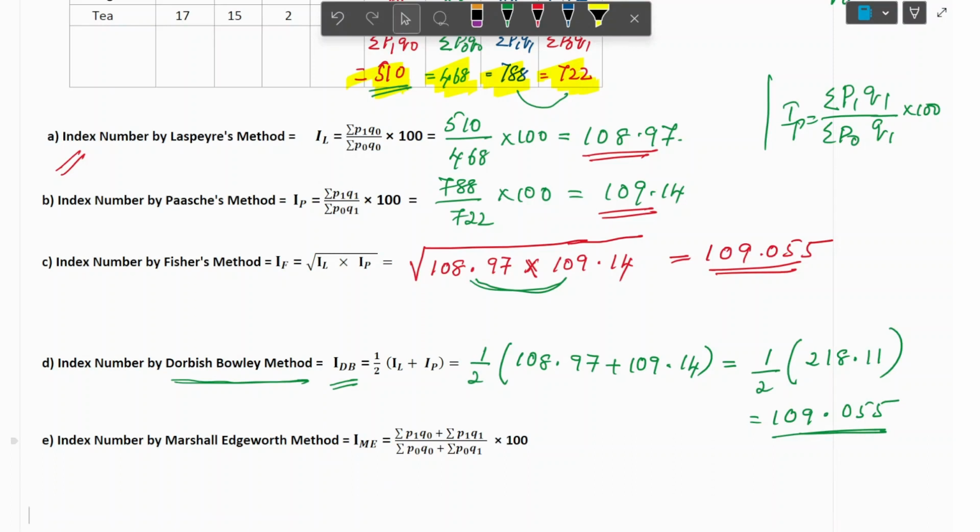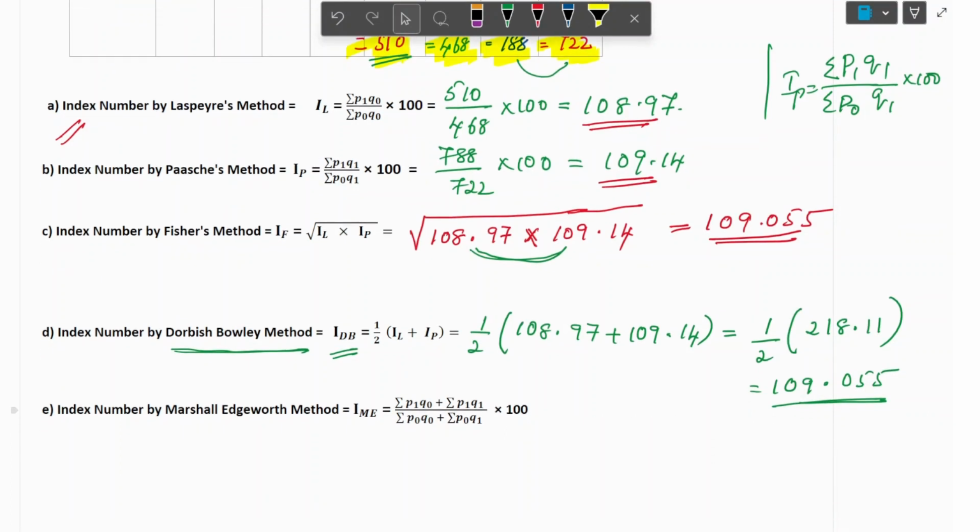You need to first find IL, then find IP, then substitute in the formula. Therefore, in both methods, the first step is IL, the second step is IP. Then substitute it. Here it is multiplication, square root of IL into IP. Here it is half into IL plus IP. What you are going to do? Add these two numbers first, that is 218.11 divided by 2.